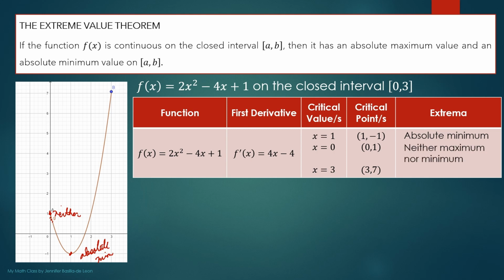Now let's proceed to the third critical point, which is (3, 7). This is the endpoint of the graph, and we compare (3, 7) to all the other points in the graph. We can see that this point is the highest point in the graph. So we say that this is the absolute maximum point. Hence, we say that at x equals 3, we can get the absolute maximum value, which is 7.